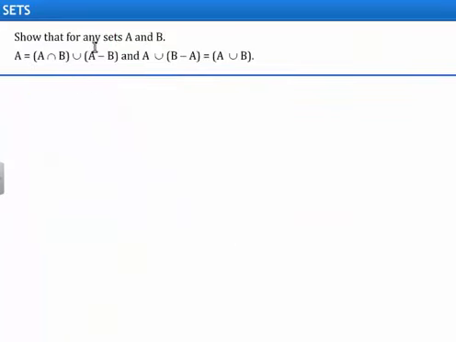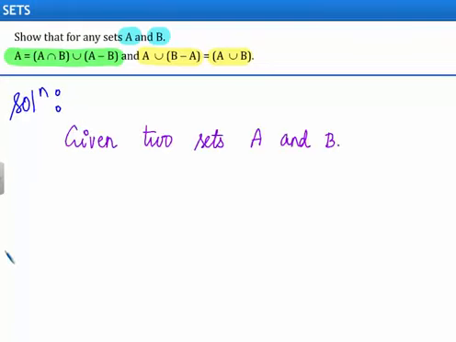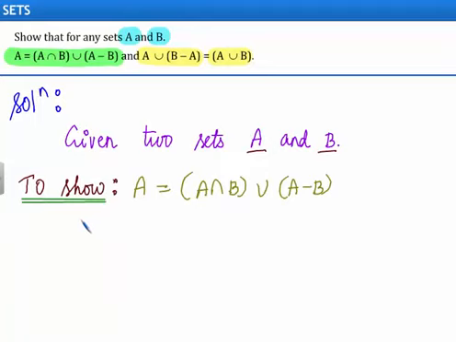In this question, we need to show that for any sets A and B, A is equal to A intersection B union A minus B, and A union B minus A is equal to A union B. Let us begin with the solution. We are given two sets, set A and set B. Now, we need to show set A is equal to A intersection B union A minus B.